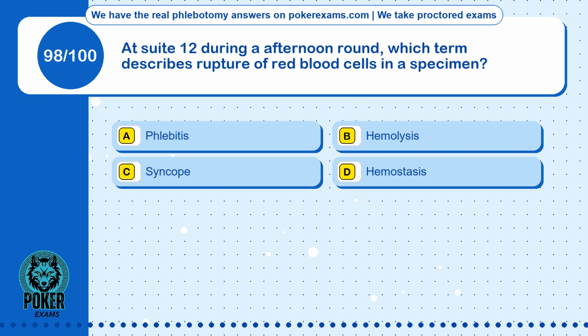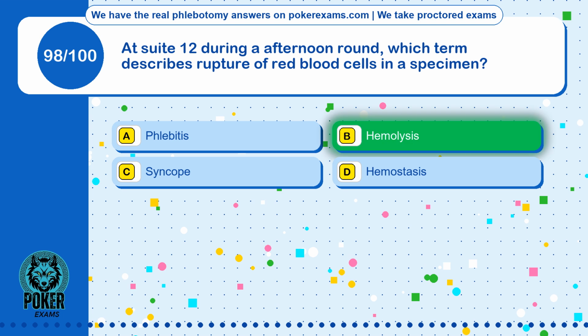Question 98. At Suite 12 during an afternoon round, which term describes rupture of red blood cells in a specimen? Option A. Phlebitis. Option B. Hemolysis. Option C. Syncope. Option D. Hemostasis. The correct answer is option B.